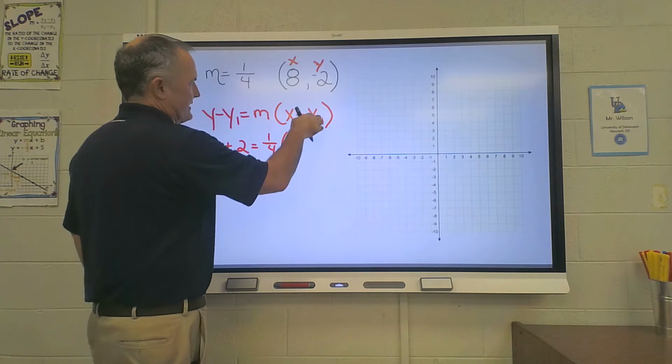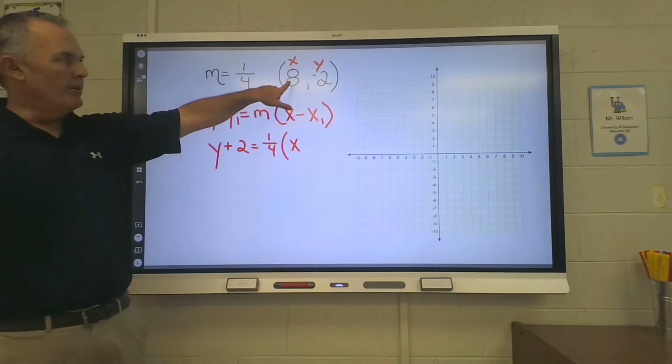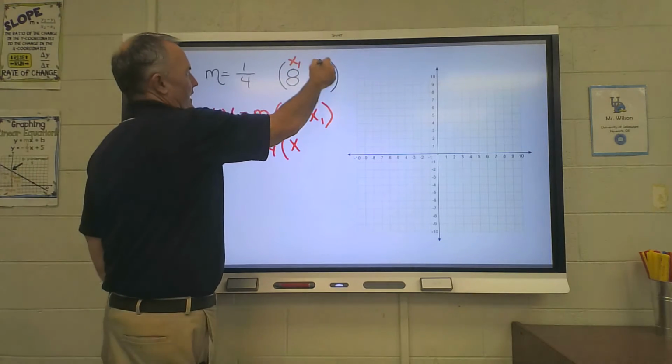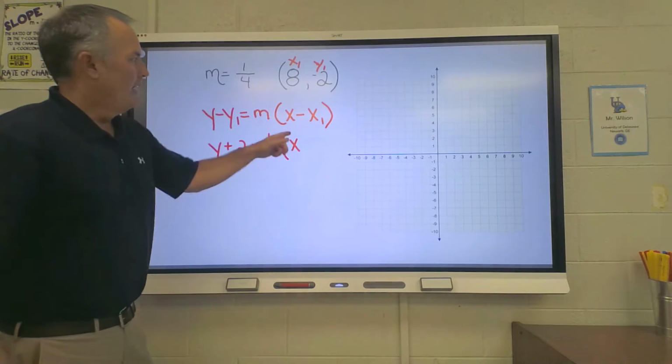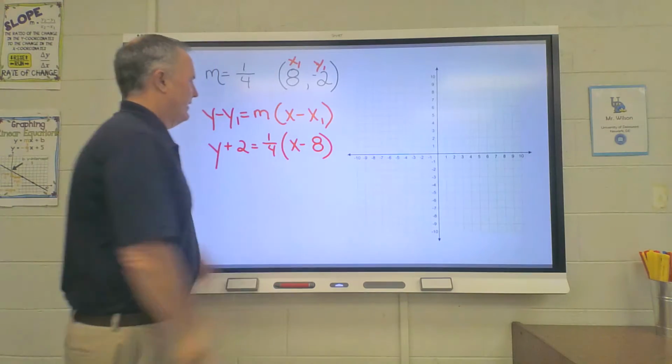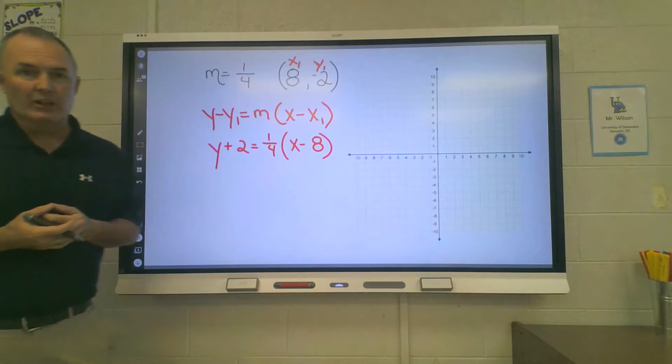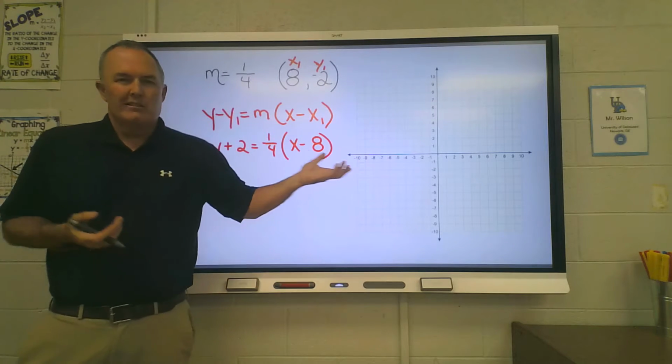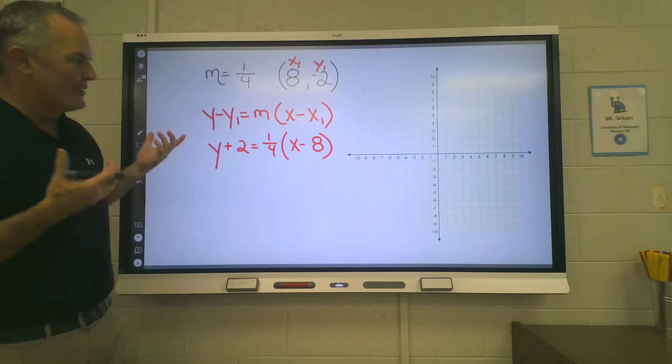I still have my x. Now my x1 would be the value here, because this is technically x1, y1. So I'm going to subtract 8. All right? That is point slope form. But like I said before, I can't really graph that. I don't know where to start.